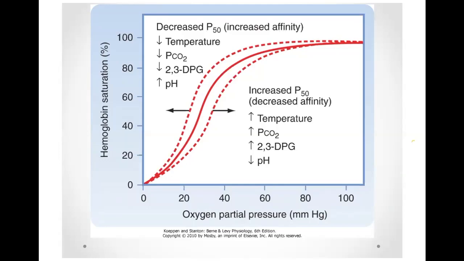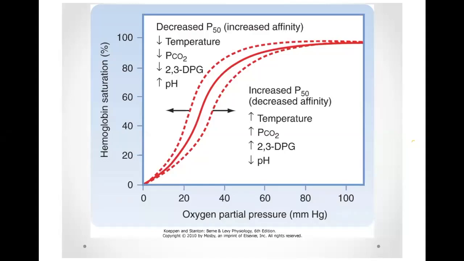Now, if you look at this graph, it says there, these conditions cause a shift to the right. So on your right side, we have increased temperature, increased partial pressure of carbon dioxide, increase in your 2,3 diphosphoglycerate. So DPG is diphosphoglycerate. And don't forget other physiology and biochemistry references call it BPG, which is bisphosphoglycerate. Then we have a decrease in the pH.